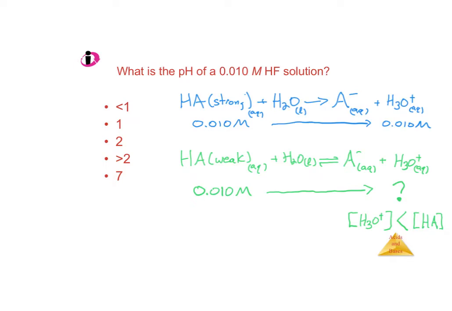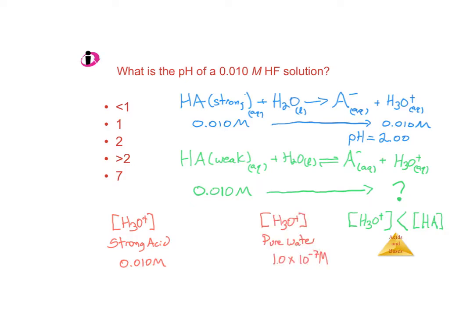So we know from the previous problem that the concentration of this strong acid would give a pH of 2. Because hydrofluoric acid is a weak acid, it is not going to have the same concentration of hydronium as a strong acid would, but it also will have a greater concentration of hydronium than pure water would have. So that puts our concentration of hydronium for this hydrofluoric acid solution somewhere in between.